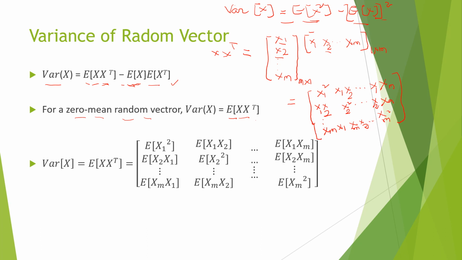So now if you want to have the expectation of this, the variance of x is equal to the expectation of x into x transpose. We know already x into x transpose is this. Take the expectation of each element, then you get the expectation of x into x transpose. So the variance of x will be computed as the expectation of the individual elements of the product of x and x transpose. So ultimately we get this matrix.